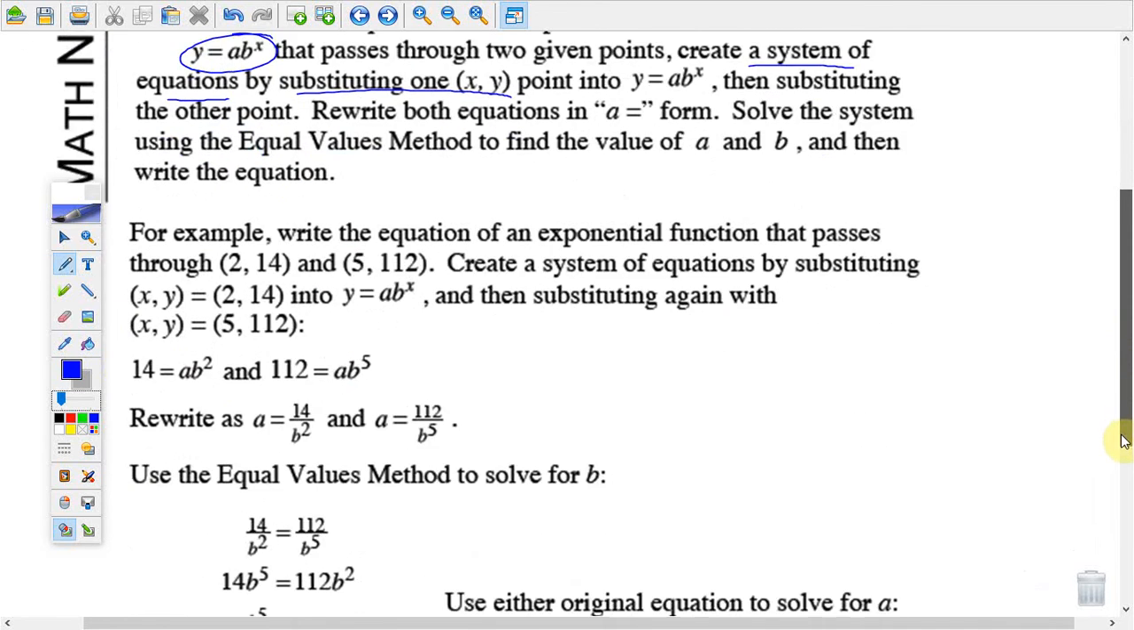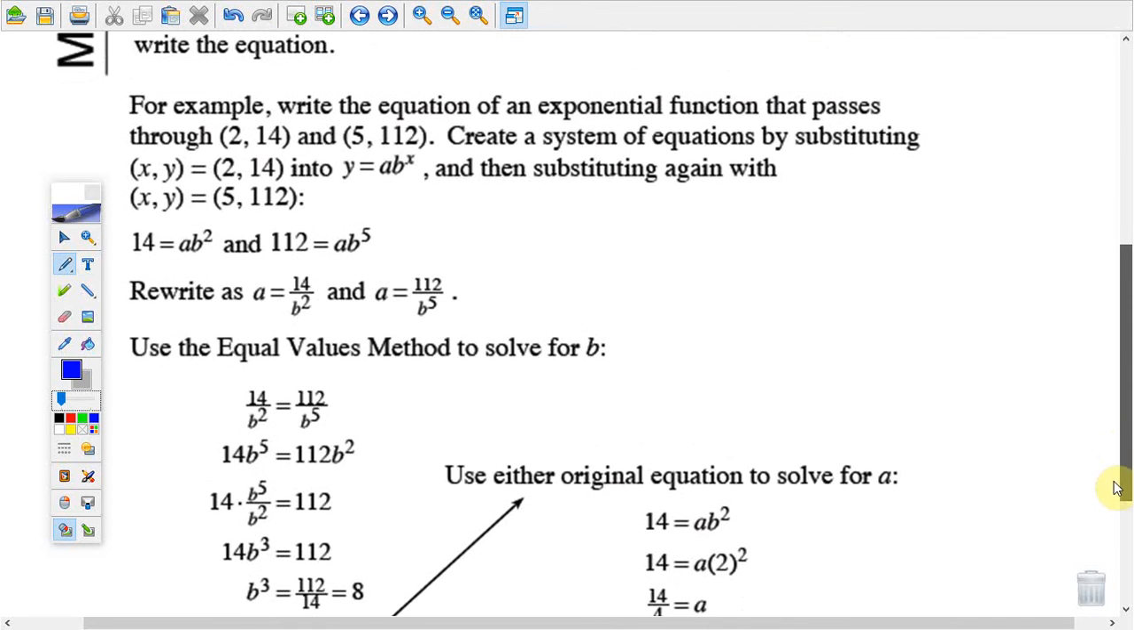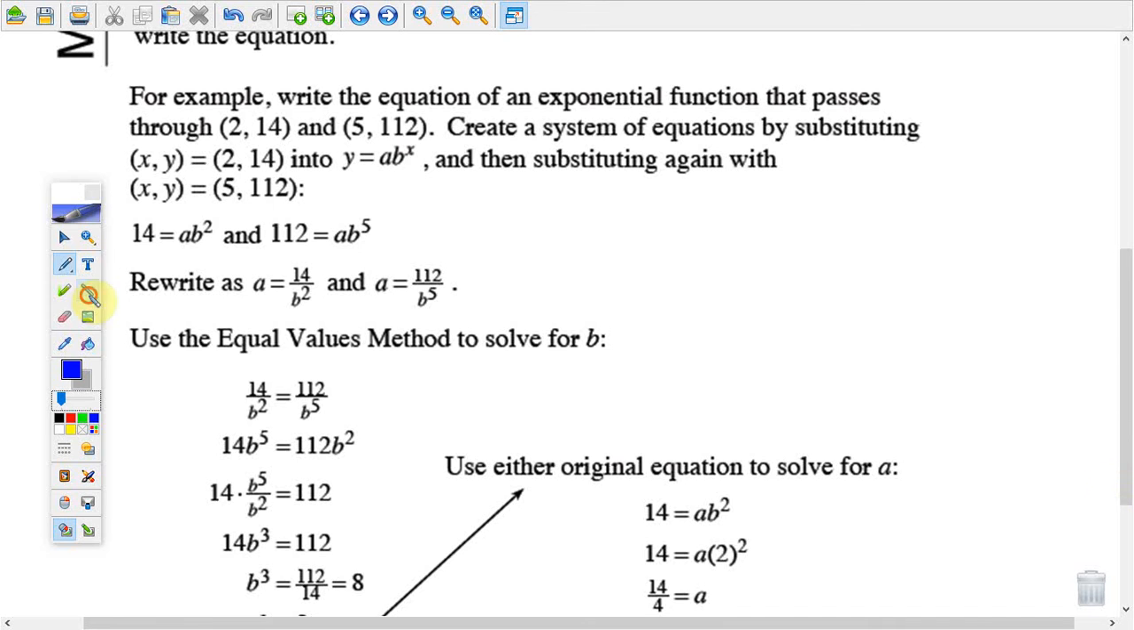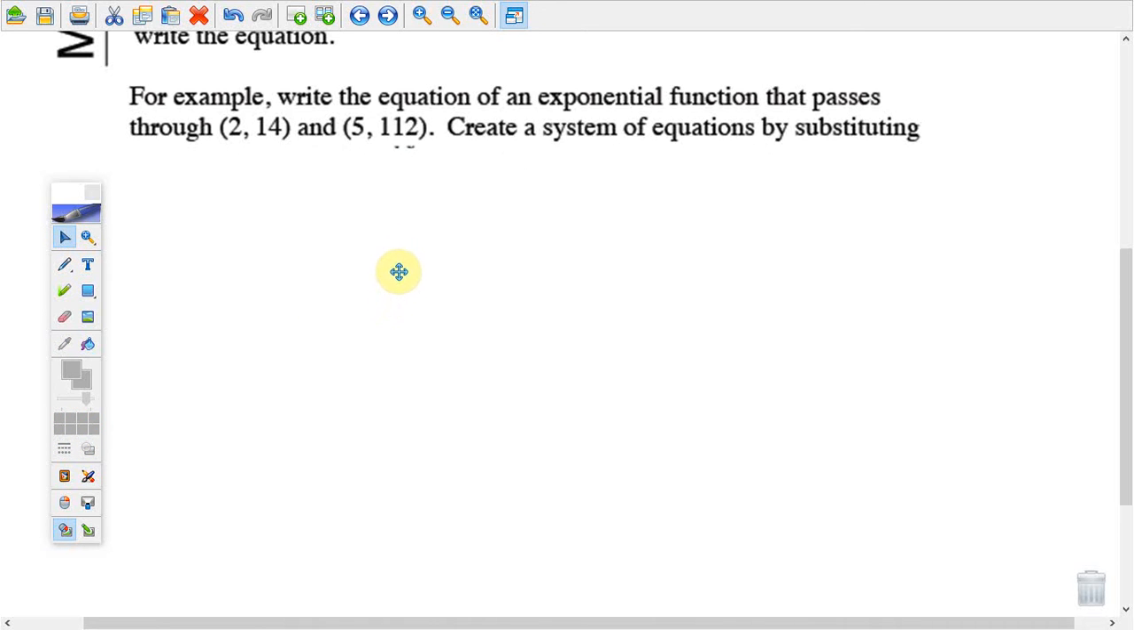Let's just scroll right down here and look at an example. In fact, why don't I work this one here? We're going to look at an exponential function that goes through these 2 points, and I'll fix this in just a second. We wanted to go through 2, 14 and 5, 112. So I'm going to start by writing y equals ab to the x 2 times. We'll do that one in blue. We'll do this one in red.